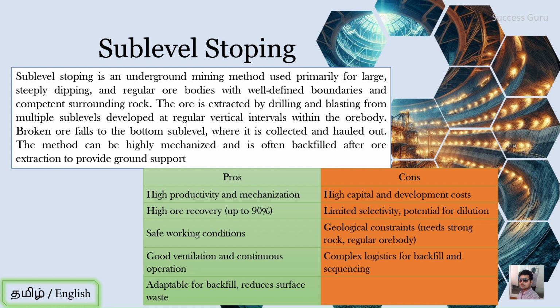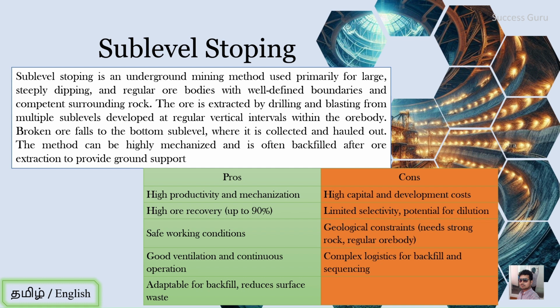The third one is that it has a geological constraint once again, where you need a strong rock and a regular ore body. If it is not there, then we cannot go for sublevel stoping. So the main condition for sublevel stoping is that the country rock should be strong. Then we have complex logistics for backfill and sequencing, as we have to backfill and we have to work. So moving the material here and there will be quite confusing and complex, right? So these are the cons.